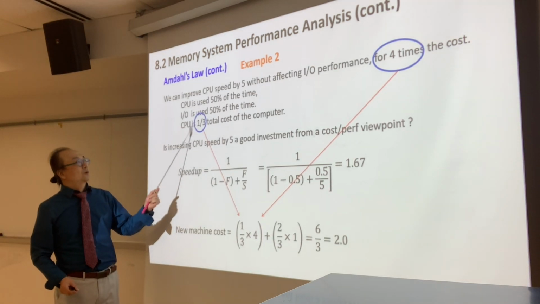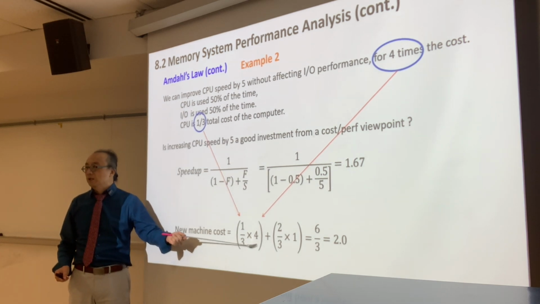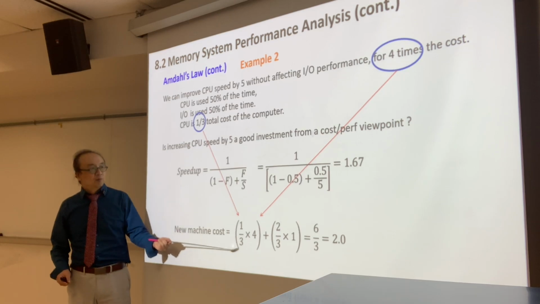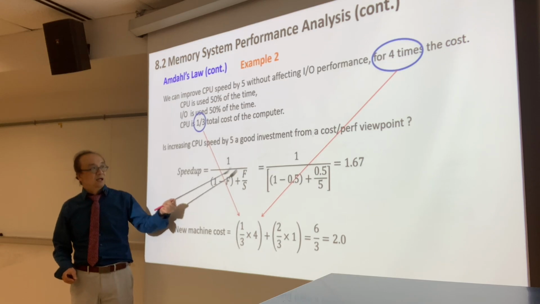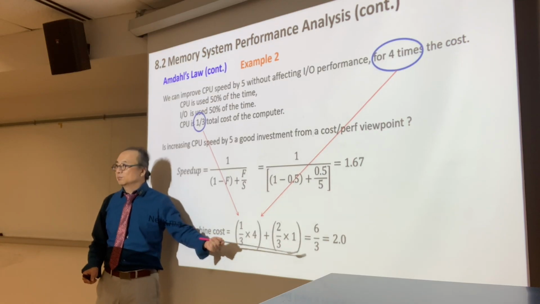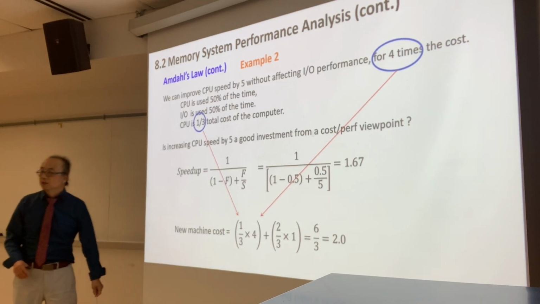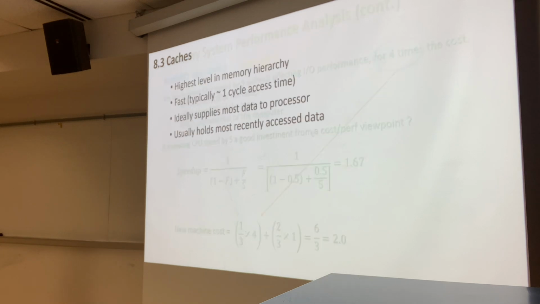1/3 is coming from CPU total cost, and that's 4 times the original. Right now is 1. However, we need to pay 4 times the current cost to improve this part, plus the rest of the parts, 2/3 times 1, because we are not going to spend any money on that. So it's 1. So it's a 2.0 versus 1.67. It's just a 0.33 difference, but that's huge. It's not worth it. Okay, let's move on.